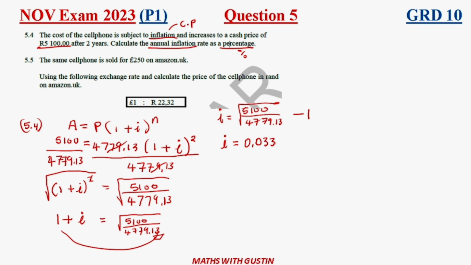All right, okay, but remember what they said. They said the answer should be in percentage, so we're going to multiply this by 100. So our i is going to be equal to 3.30%.